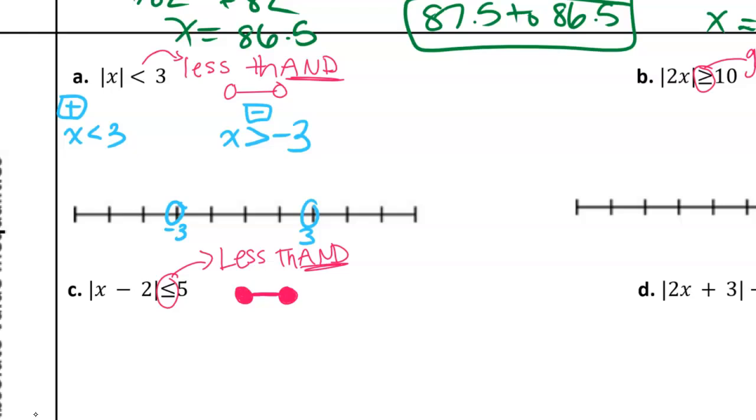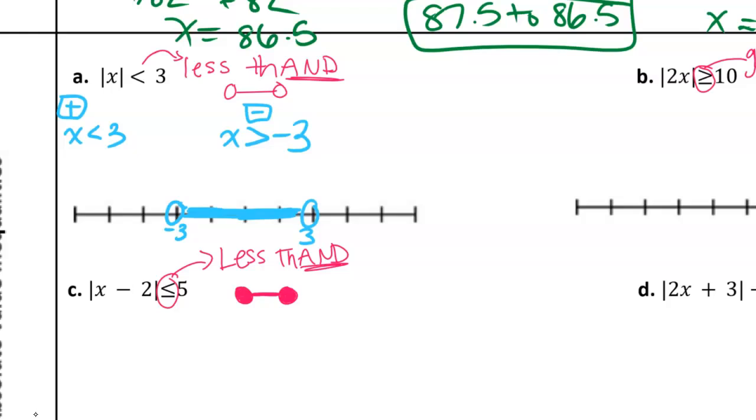and connect them. Let's say you forgot less than and greater, and you forgot what they mean and how the shading should go. Read your inequality to yourself. The positive one says x, the value of x is anything less than 3. Okay, so I'm not going to shade to the right of +3 because that would be greater than 3. I need to shade less than 3. So that's going to be shading to the left of the +3.